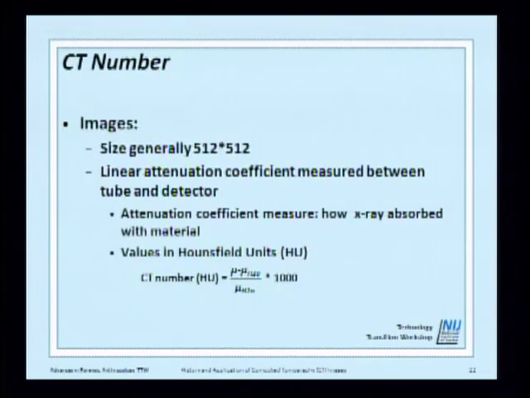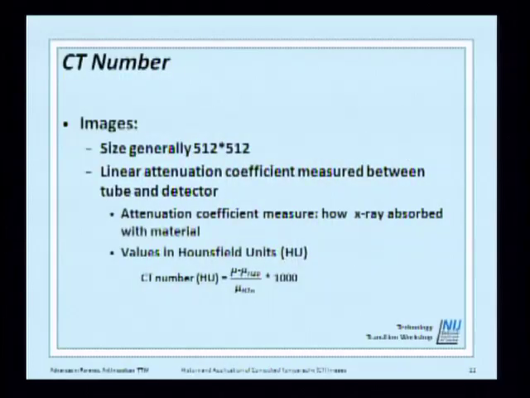Now, some of the CT numbers that we use, it's very important to understand these basics because I will explain later why it becomes very handy from scan to scan. So typically, a CT slice is 512 by 512. The linear attenuation coefficient is measured between the tube and the detector. And the attenuation coefficient measures how much X-ray is absorbed by the material. So, of course, different materials have different absorption.